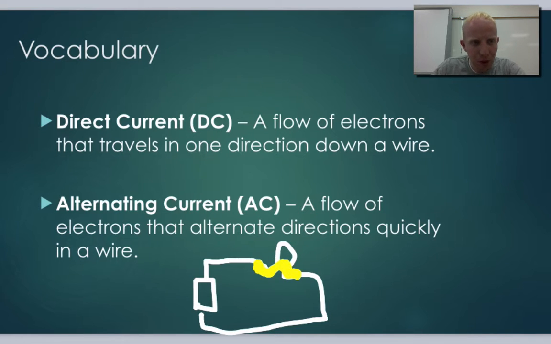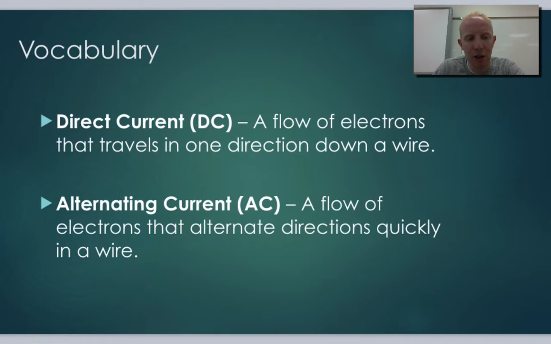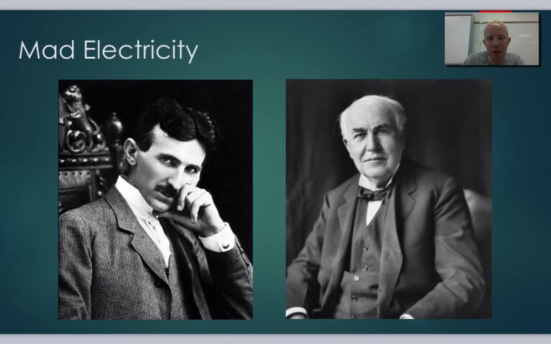Fortunately, we do have alternating current in our homes. When you plug into a standard outlet, you have alternating current. It's much more efficient. But it wasn't always that way, believe it or not, and this is where the current wars come in. In class, we watch a documentary called Mad Electricity by Modern Marvels. It's an awesome documentary, and it talks about these current wars.